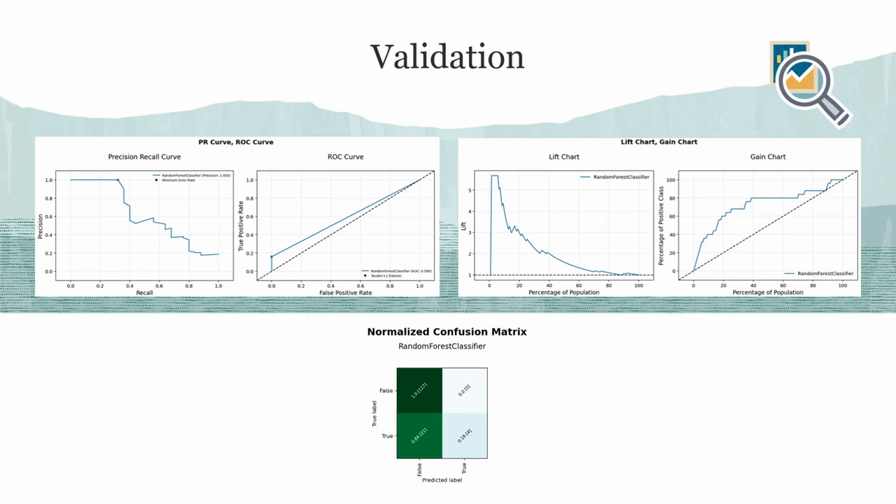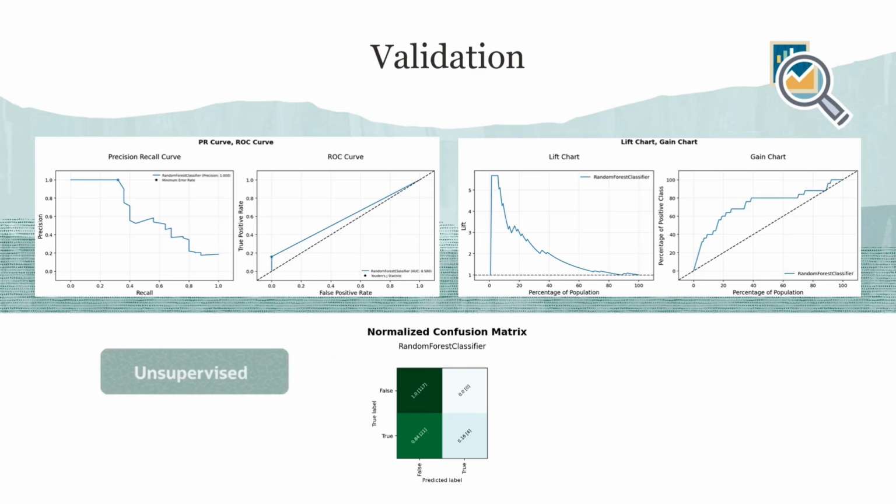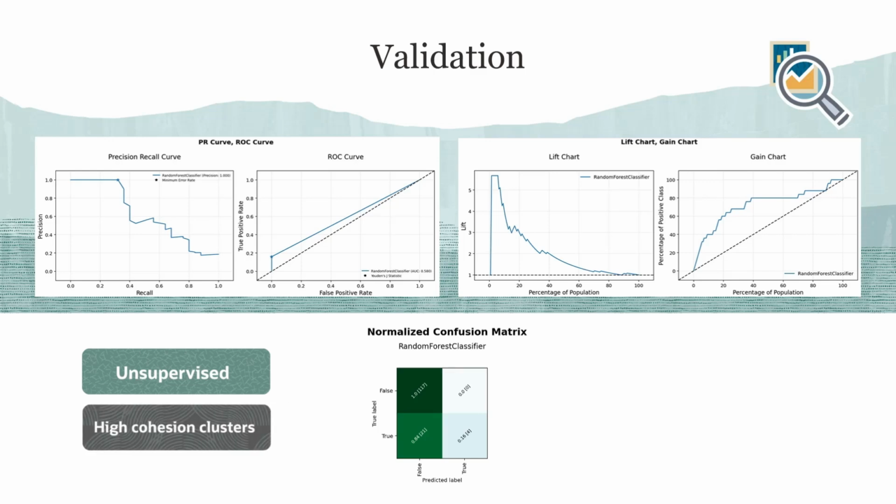For regression problems, you can use metrics such as root mean square error, mean absolute error, or calculate the coefficient of determination, R-squared. For unsupervised problems, a set of clusters with high cohesion is considered ideal.